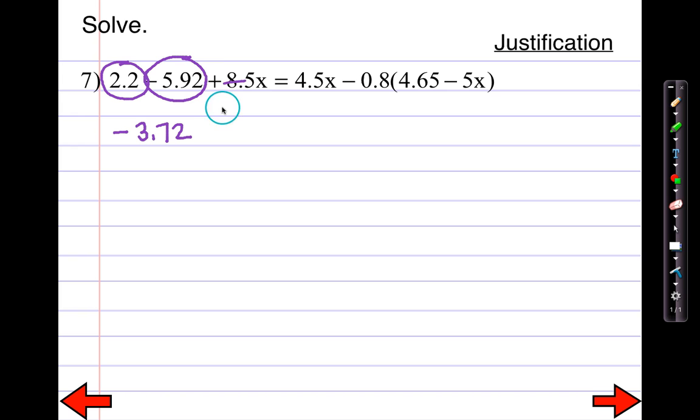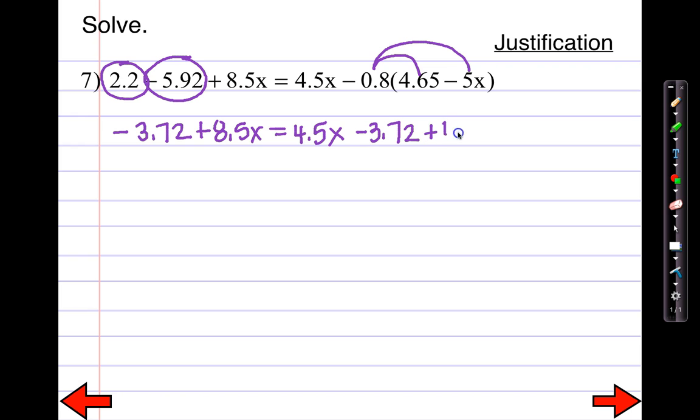Here, I'm just going to bring down the plus 8 and 5/10 x. Now on this side, what should I do? Well, I think I should distribute. I'm going to distribute this negative 8/10 to 4 and 65/100. But before I distribute, I don't want to lose sight of this 4.5x, so I'm going to write it down so I don't forget it. So here, negative 8/10 times a positive 4 and 65/100 is going to be, let's say, negative 3 and 72/100. Okay, what's a negative 8/10 times a negative 5? Well, that's going to be a positive 4x.